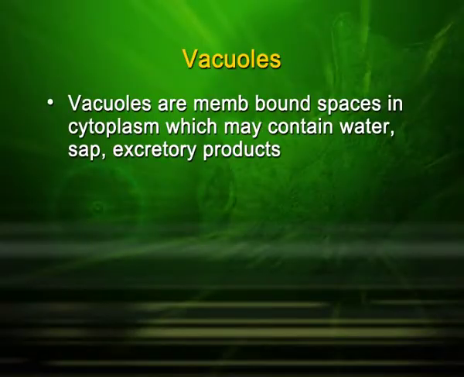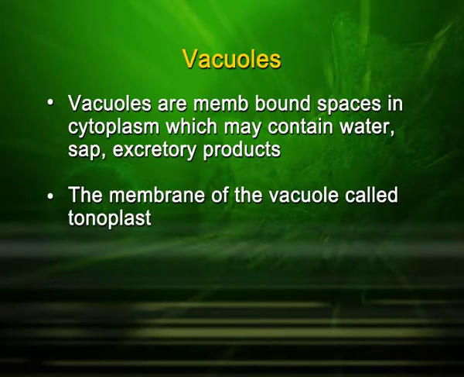The last of the endomembrane system, the vacuoles. These are membrane-bound spaces in the cytoplasm which may contain materials such as water, sap, excretory products, etc. The membrane of the vacuole is called tonoplast.